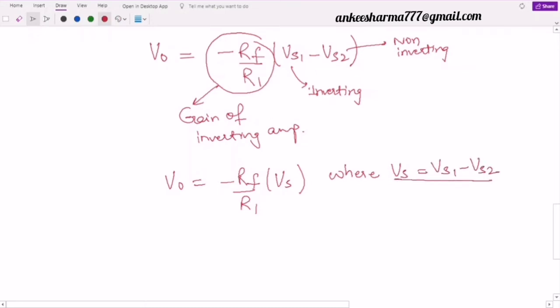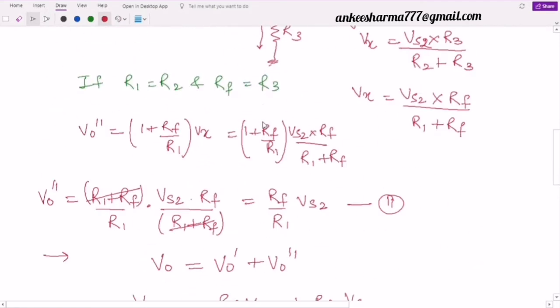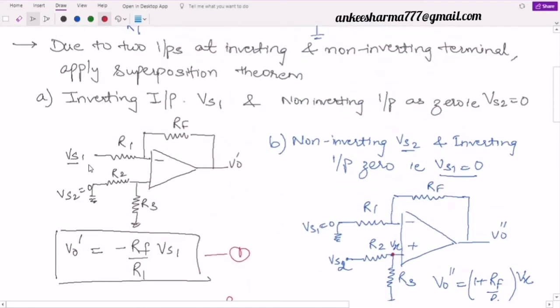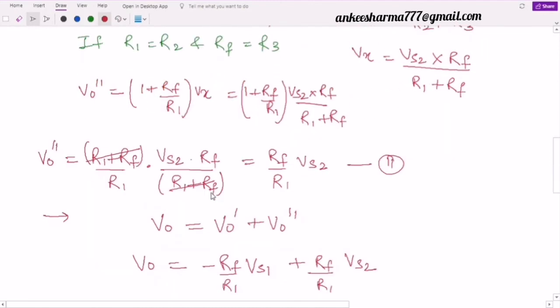So look here, this is the output voltage of my difference amplifier. It means whatever inputs I apply at the inverting terminal and the non-inverting terminal, their difference will be calculated at the input and it will be amplified with the gain of the inverting amplifier. Why gain of inverting? Because I am taking Vs1 minus Vs2. Look here, Vs1 is for the inverting and Vs2 for the non-inverting.